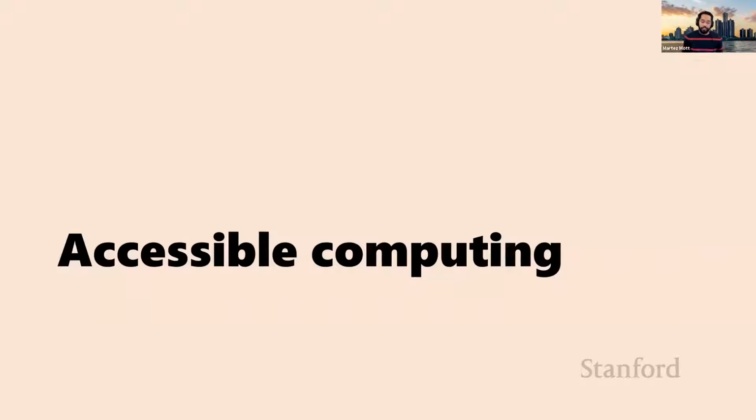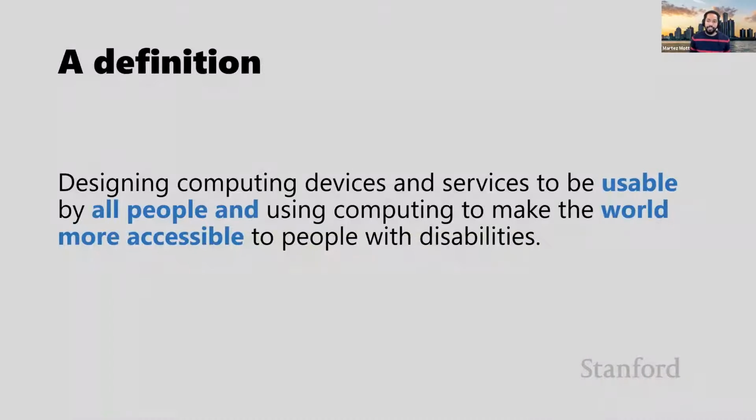First, I'm going to start off talking a little bit about accessible computing and how I think about it. I like to start with this definition, which is to say that I think about accessibility in two ways. One is: how can we design computing devices and services to be usable by all people? The second is: how can we use computing to make the world more accessible to people with disabilities? So you can look at accessibility in these two different ways.